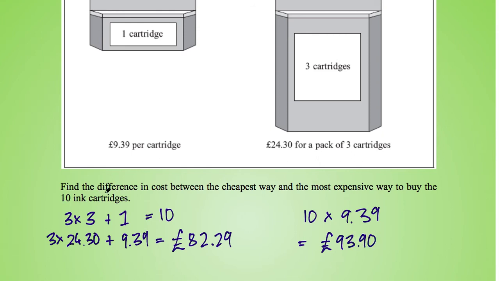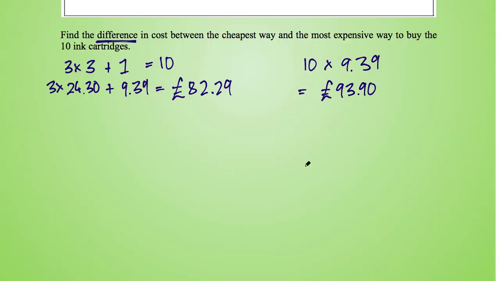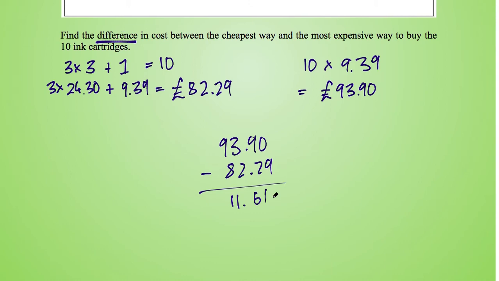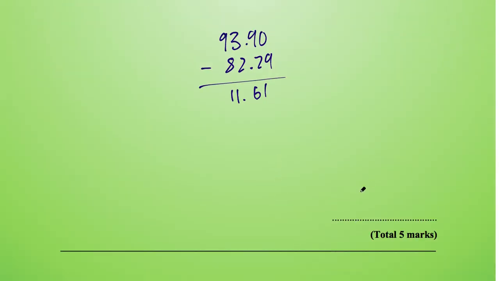And we asked for the difference in cost. So you'll get some marks for doing these calculations, but we need to find the difference between these two. So our next line of working is 93.90 minus 82.29, and that gives you 11.61. So the difference in cost is £11.61.